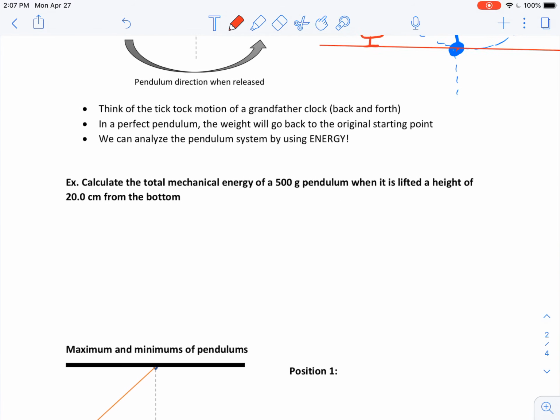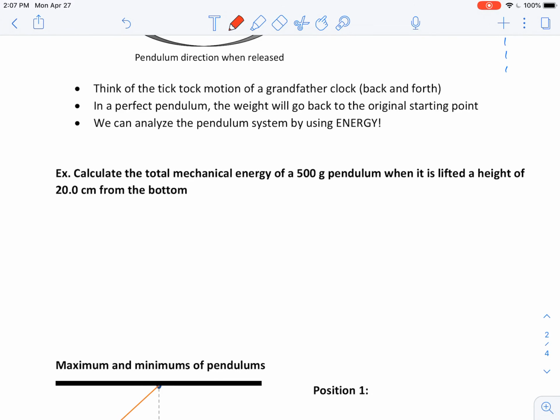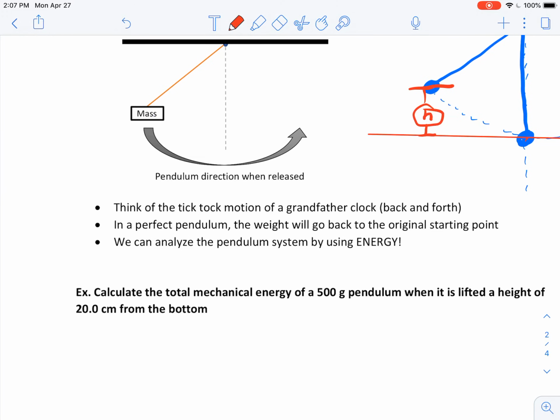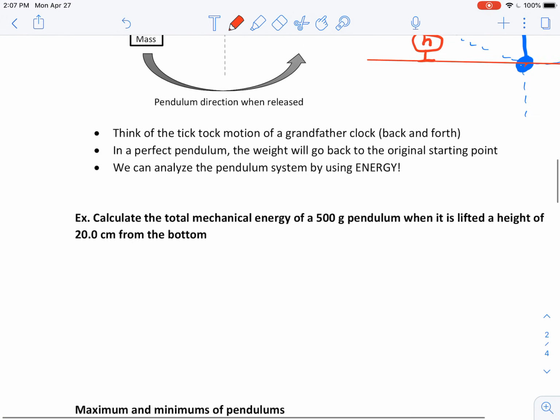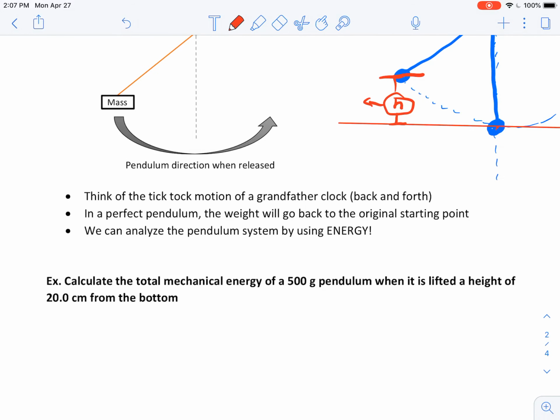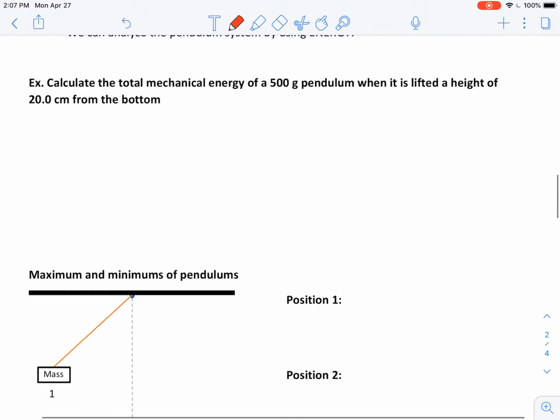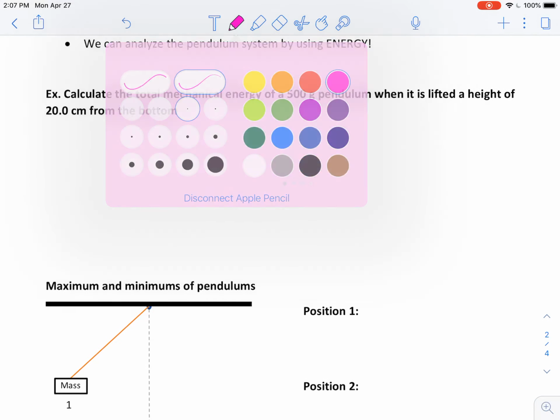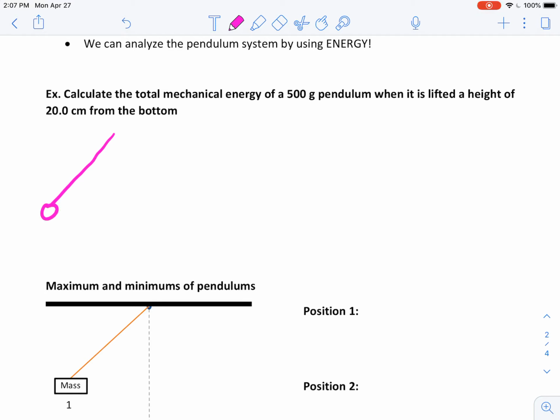Now let's look at an example of one. We have a 500 gram pendulum, which just means that this mass is 500 grams. And it's lifted 20 centimeters from the bottom. So that height here is 20 centimeters. So I'll just quickly draw another one here. A lot of the times I'll draw it with dots. And this is going to be 0.2 meters. Again, we want to convert that to meters. And we want the total mechanical energy.